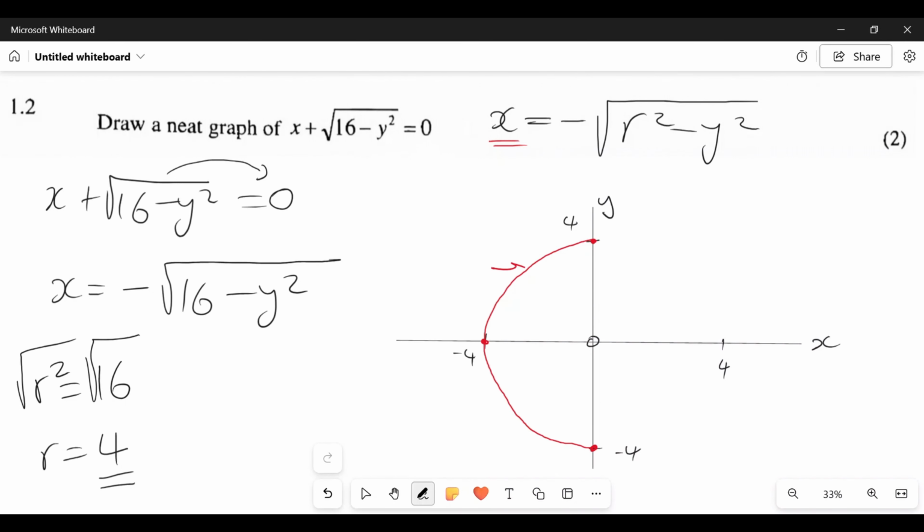So do not forget to label these graphs, guys. Rather label it after simplifying it, because sometimes the labeling also carries marks. So this is our graph, guys, for question 1.2. Really, it was not that difficult. I think the part that was confusing was the simplification part. But once you figure that part out, then the graph is simple.